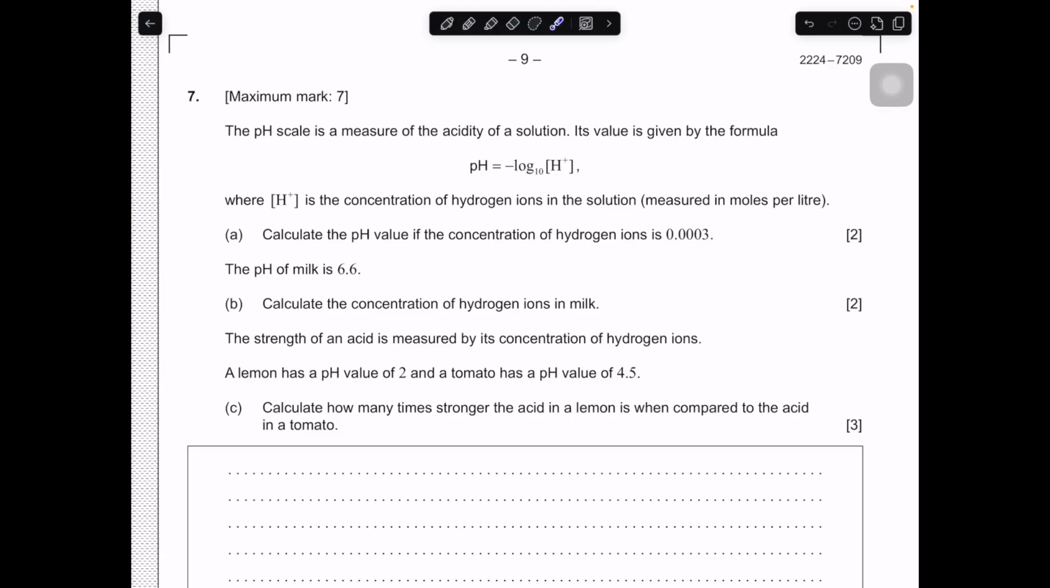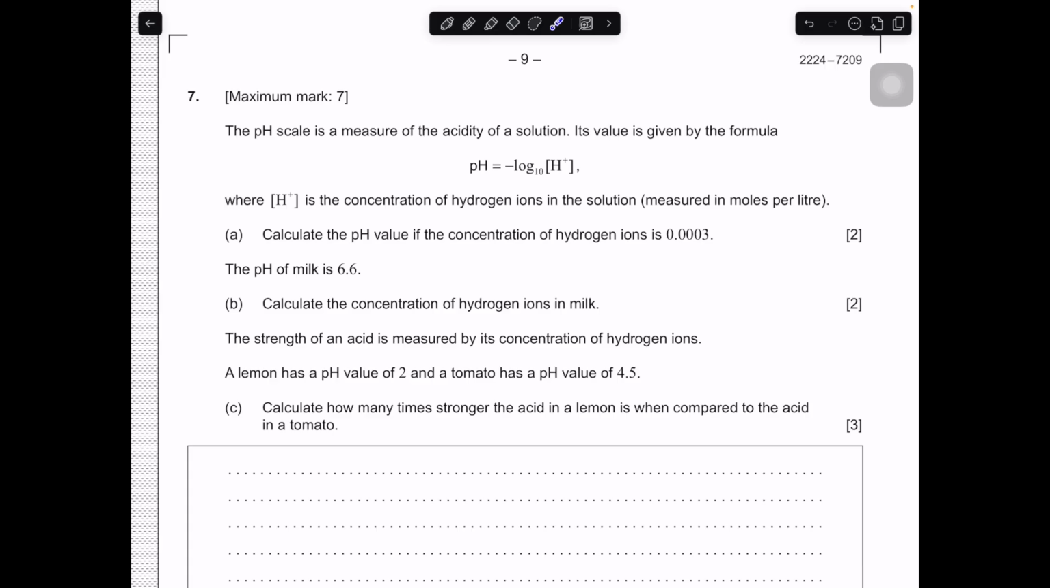The pH scale is a measure of the acidity of a solution. Its value is given by the formula pH is equal to negative log base 10, and then we have this H plus. So maybe there's a lot that could be confusing here, but pH is only one variable. This is the pH scale from chemistry. It's how acidic something is. And then this log base 10, that's okay. And this plus is hydrogen ions. So this plus isn't like an exponent or anything like that. It's just how we write hydrogen ions.